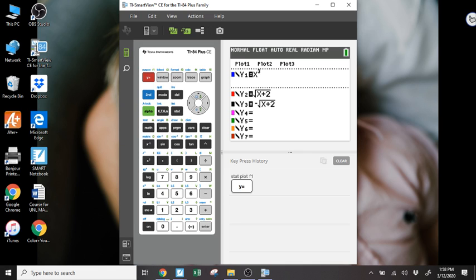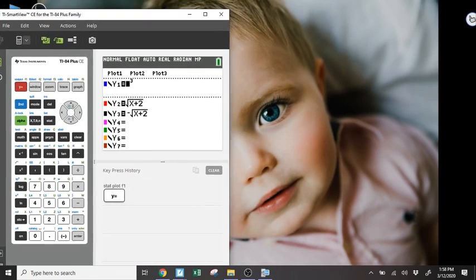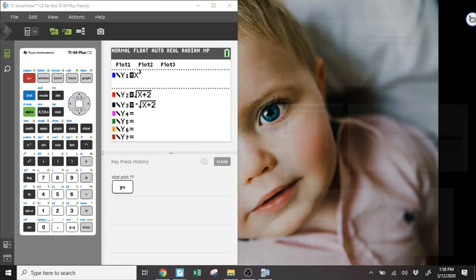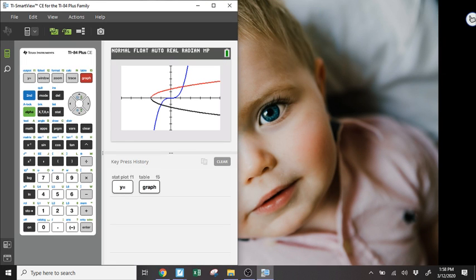I set my window to like a 5x5 window to just kind of zoom in on the picture a little bit. It's kind of nice in my color calculator because you can see very easily the different graphs that we have on there. The blue is the x cubed. The red is the positive square root of x plus 2. And the black is the negative square root of x plus 2.